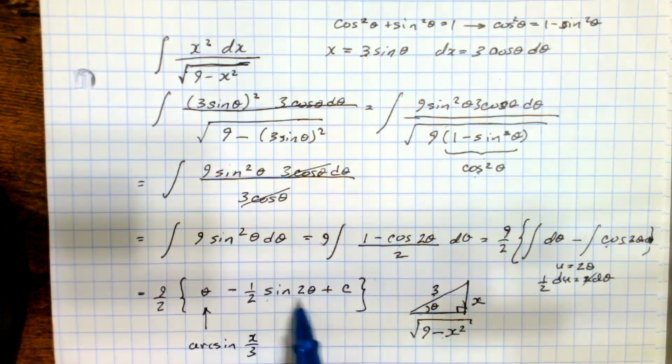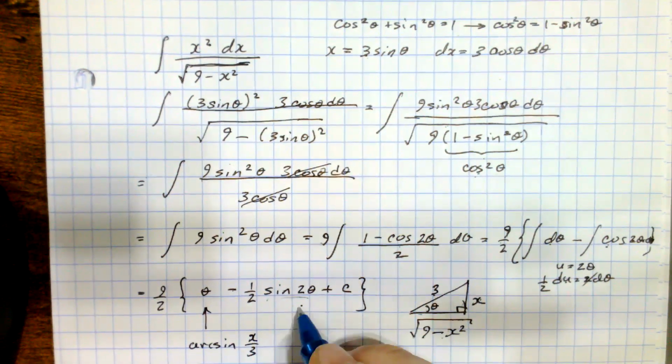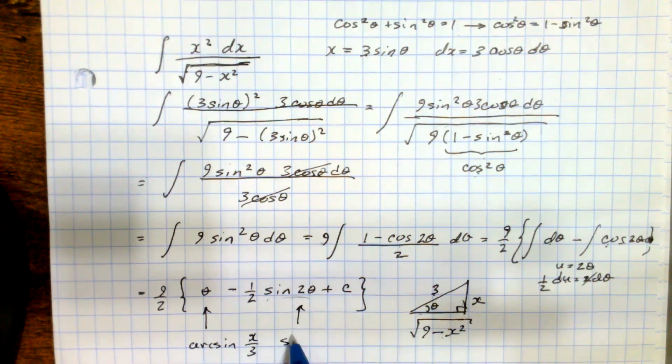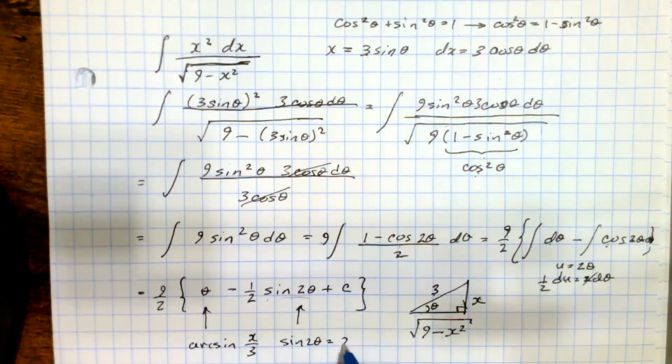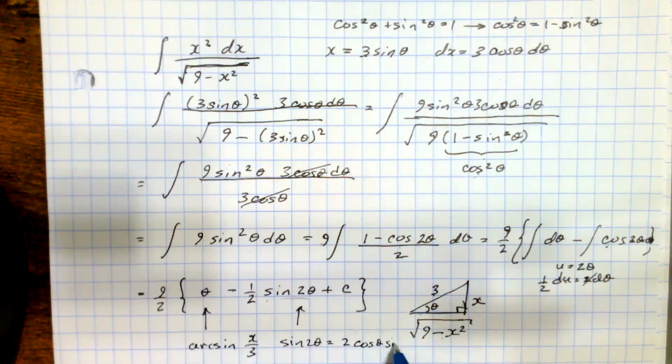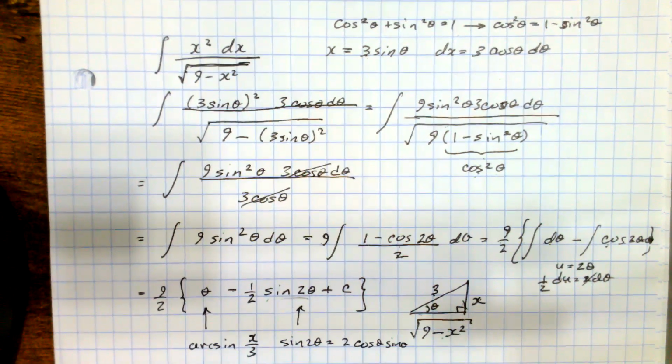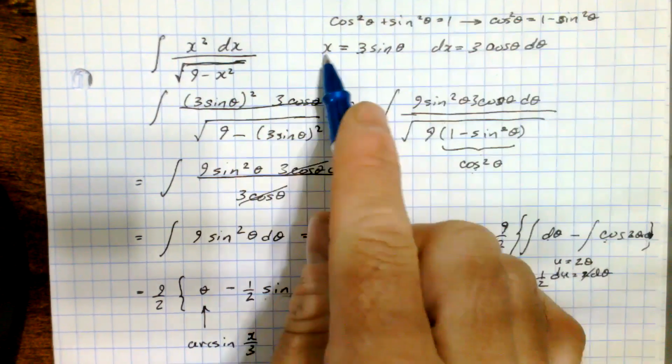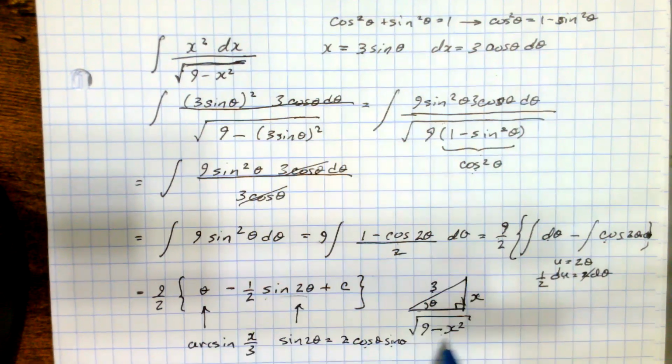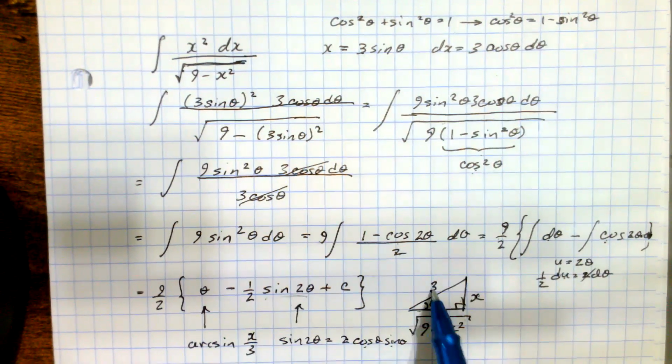This part, we have a double angle here, and this is in terms of our original angle. So we're going to have to first recognize that sine of 2 theta is equal to 2 cosine theta sine theta. That's a trig identity that we need to know. The nice part about that is that the 2 and the 1/2 will cancel out. And so we just need to know the sine theta and the cosine theta. Well, the sine theta we already know, that's x over 3. And the cosine theta is going to be this term divided by the hypotenuse.